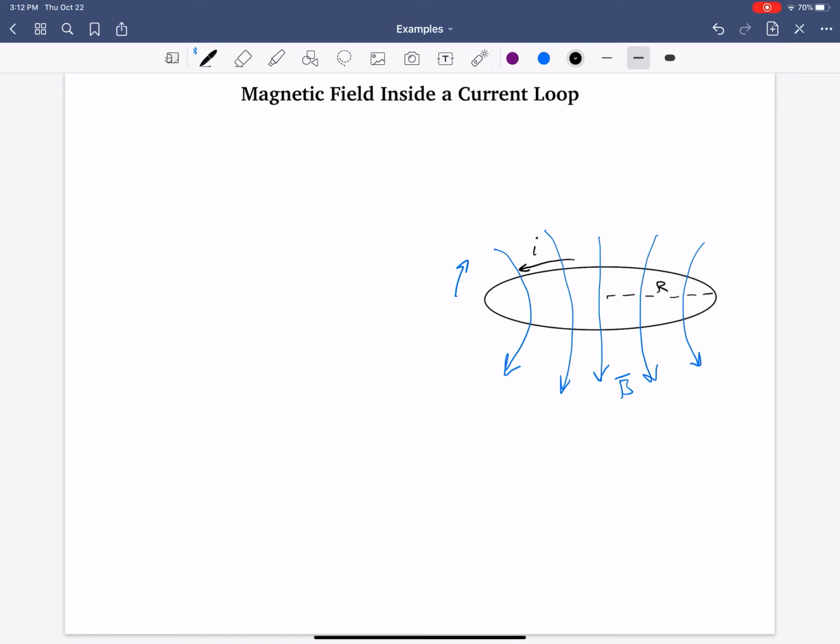What's the magnitude of the magnetic field at a point inside this loop? Specifically, what's the magnitude at a point right at the center? We'll call that point P again. Well, we can use the Biot-Savart law again, which is of the form mu naught I over 4 pi times the integral of ds crossed with r hat over r squared. That's always the Biot-Savart law.